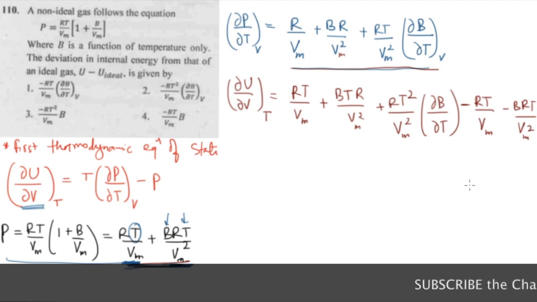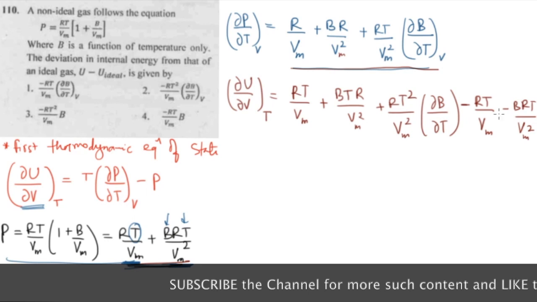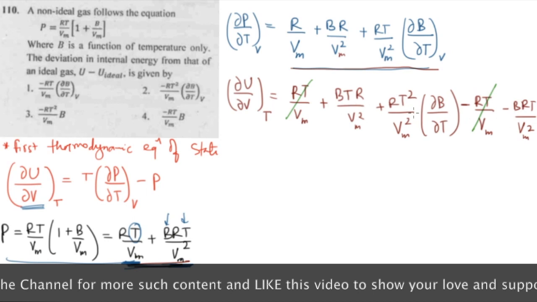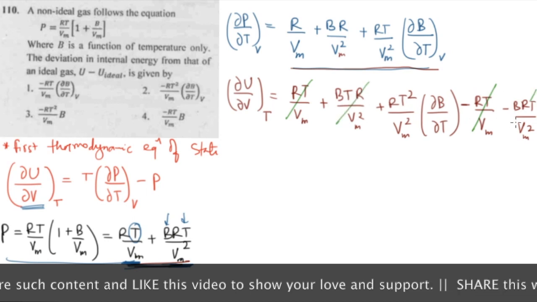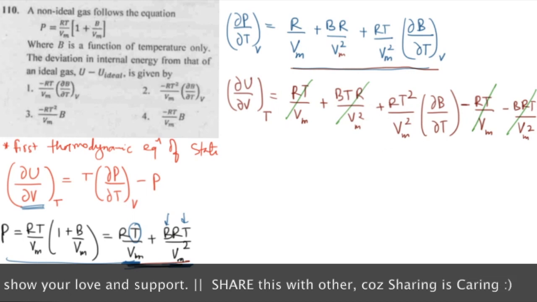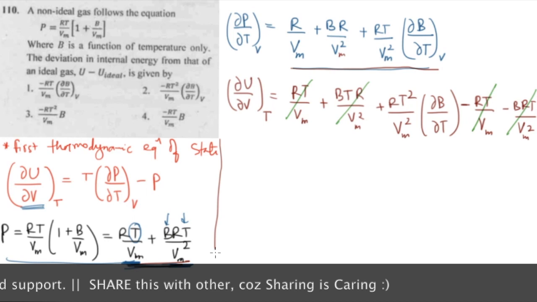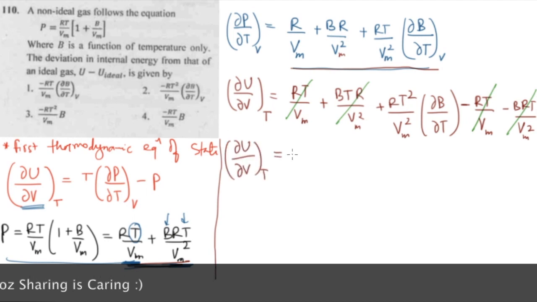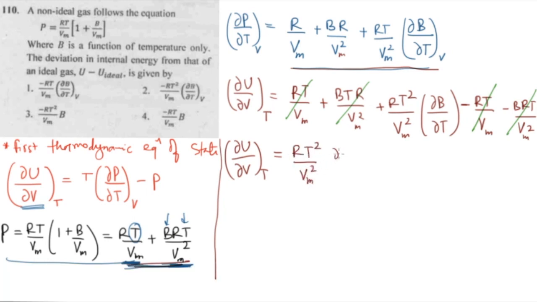Now you can see that two of the terms will be cancelled out from here. It's pretty simple. You can easily see that this particular part and this particular part are in opposite signs, so they will be cancelled out, and this part and this part are in opposite signs, so they will be cancelled out. So what will be left, I'll just write down over here. So del u by del v at constant t will be equal to RT square by Vm square del b by del t at constant v. So that's what I'll get.